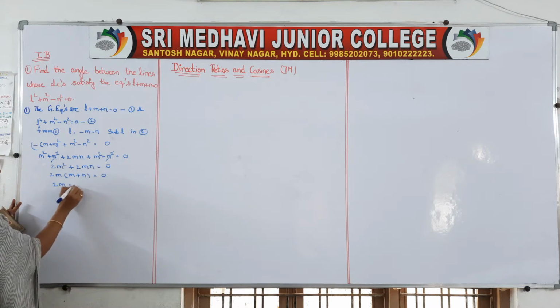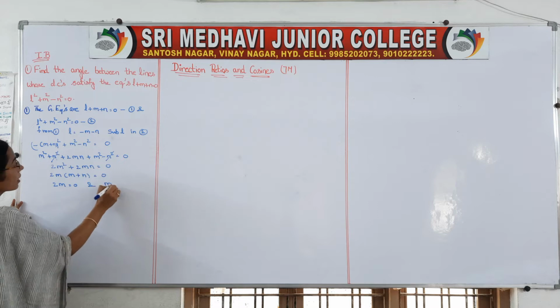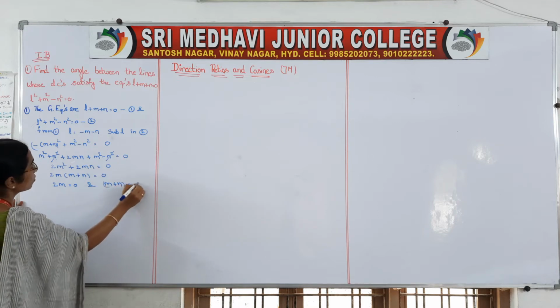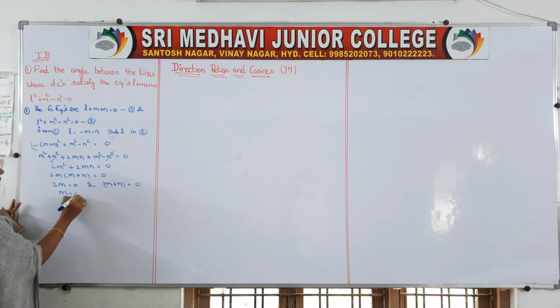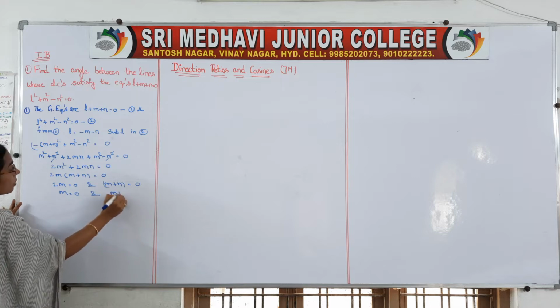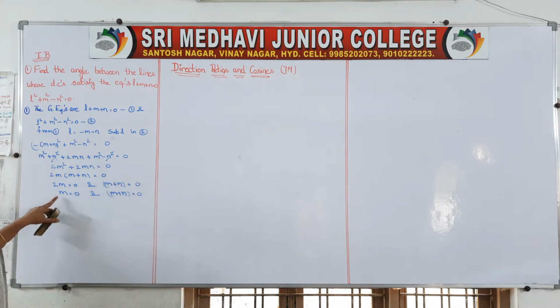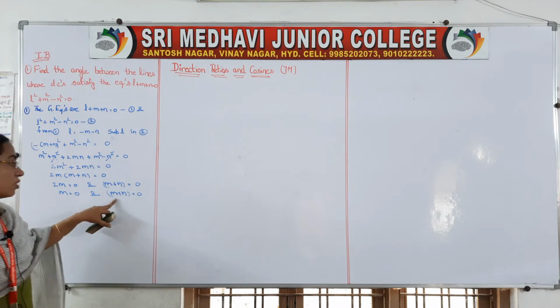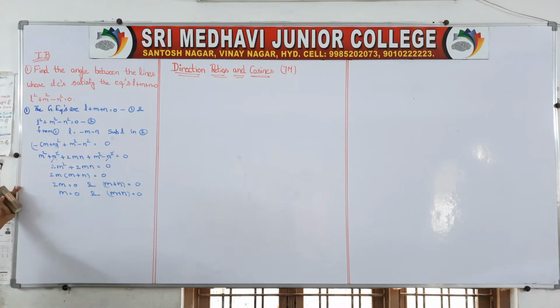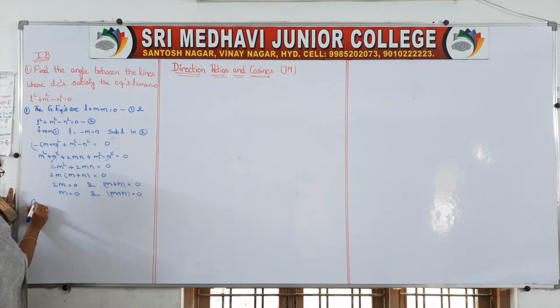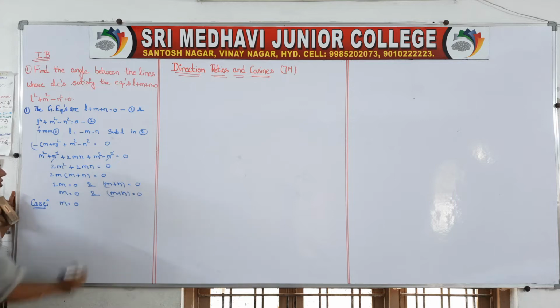So 2m is equal to 0 and m plus n is equal to 0. So m is equal to 0 and m plus n is equal to 0. Two cases now we are having, right? One case is m is equal to 0, second case is m plus n is equal to 0. So come on, you take case 1 now. What is this case 1? It is m is equal to 0.